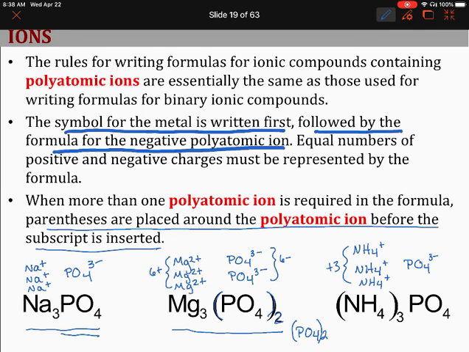And then in the last compound, we had multiple ammonium ions, so NH4. So we also needed parentheses to separate it from the subscript. Otherwise, it would look like NH4 3, and it would look like we have 43 hydrogens bonded to nitrogen. So we want to make sure we put parentheses around the polyatomic ion.